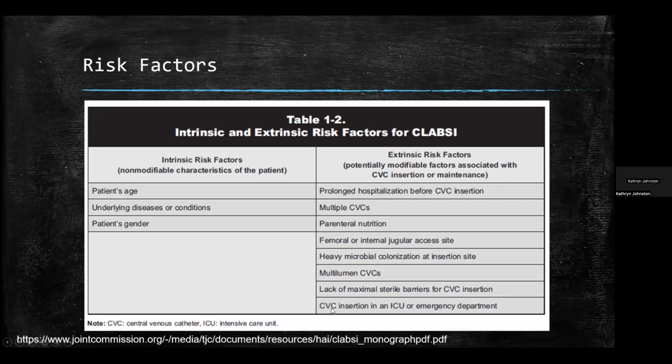And then CVCs that are inserted in ICUs or emergency departments have higher risk factors. And so particularly those that are inserted in the emergency department under emergent situations with less than maximal sterile barriers, then they could be replaced as soon as possible so that they are inserted in a more sterile manner.